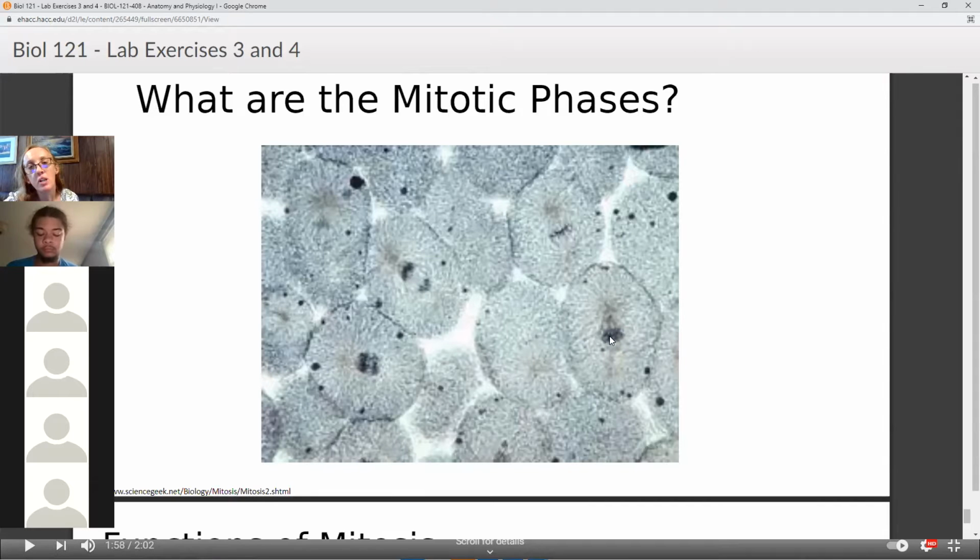I'm starting to see that they're starting to condense. This would be like a prophase, prometaphase. They're starting to condense. I can see the little fibers coming out from the centrosomes on the side. Metaphase, they're meeting in the middle there. Seeing a very distinct line there, they're meeting in the middle.